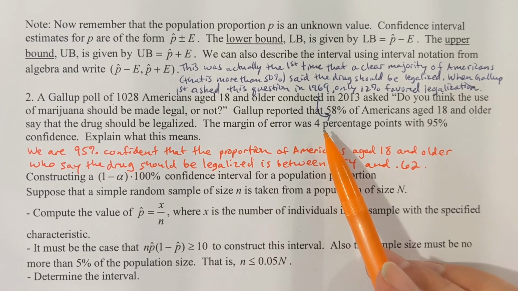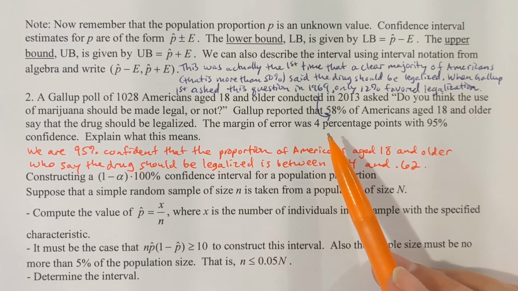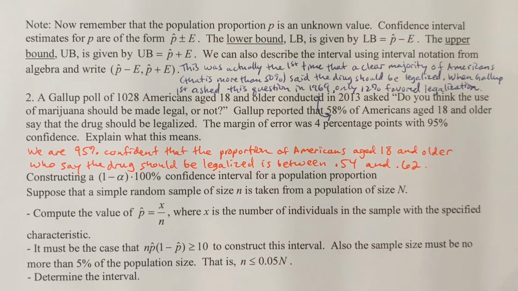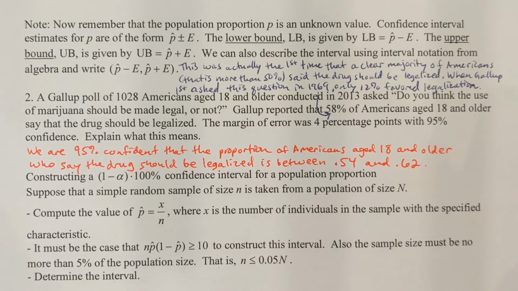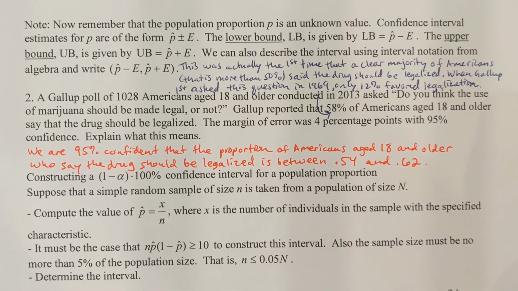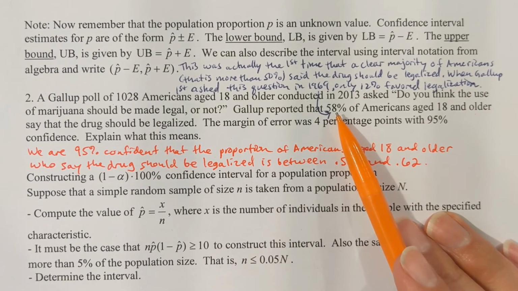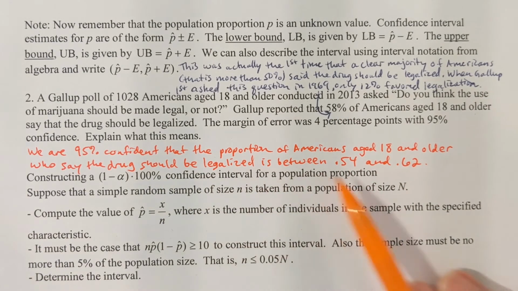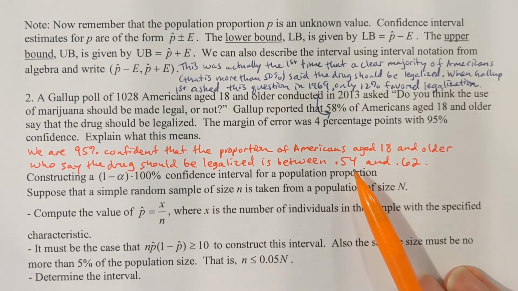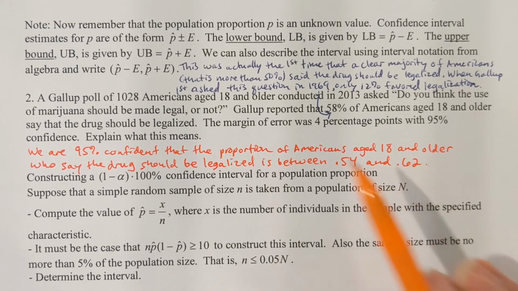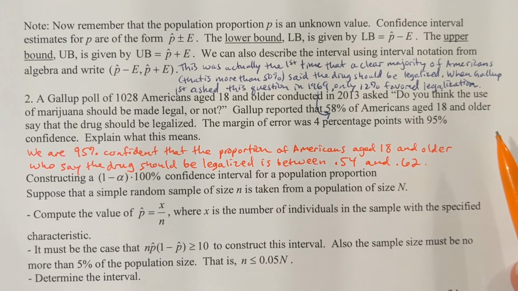There's going to be a margin of error of 4 percentage points. And we'll talk about how we get the margin of error and all that later. But in other words, if you were to survey all Americans 18 and older, I highly doubt that it would be exactly 58% that would say, yeah, the drug should be legal. Okay, but we're 95% sure that between 54% and 62% would say, yeah, go ahead and legalize the drug based on this one study here.